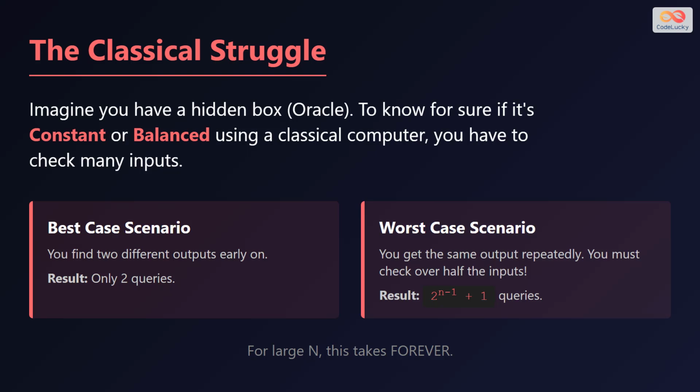If we try to solve this with a classical computer, we have to check the inputs one by one. In the best case, we might get lucky and find two different outputs immediately. But in the worst case, if we keep getting the same output, we have to check more than half of all possible combinations to be 100% sure. For large inputs, this takes an enormous amount of time, growing exponentially.